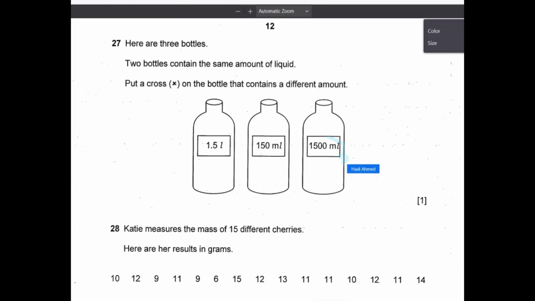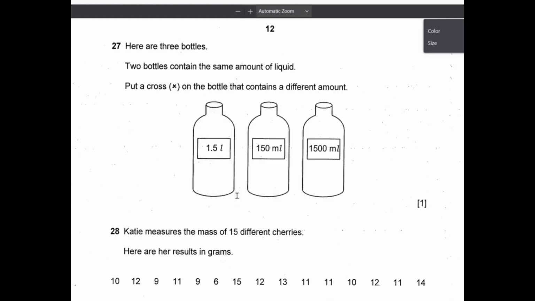Here are 3 bottles. 2 bottles contain the same amount of liquid. Put a cross on the bottle that contains a different amount. Please write all of them in the same unit. This is milliliter, this is milliliter, right? This one is in liters. If you'd like to write it in milliliters, you just multiply by 1,000. It's going to be 1,500 milliliters. So now you have all of them in milliliters, and you can see so clearly that this is the one you need to put a cross on.